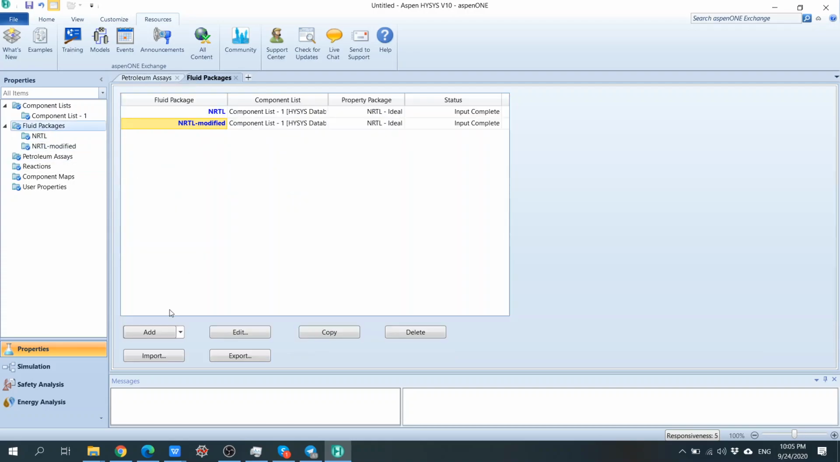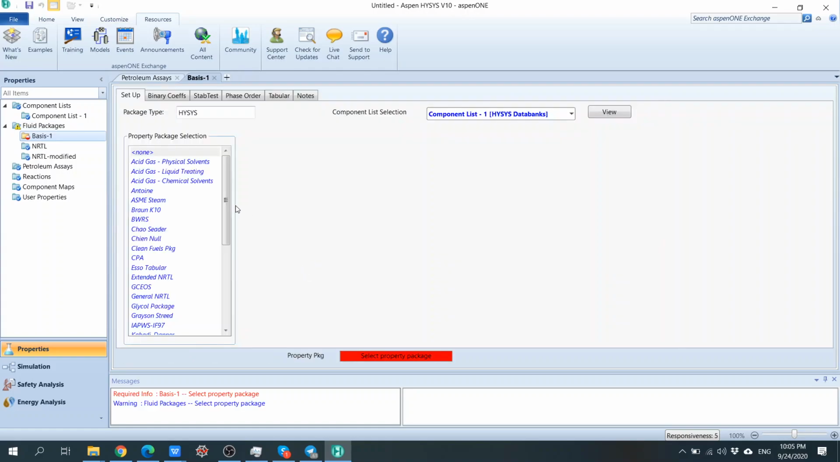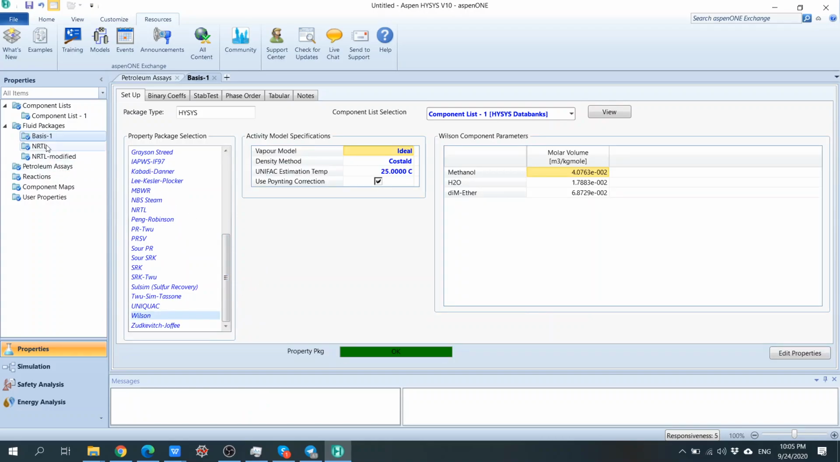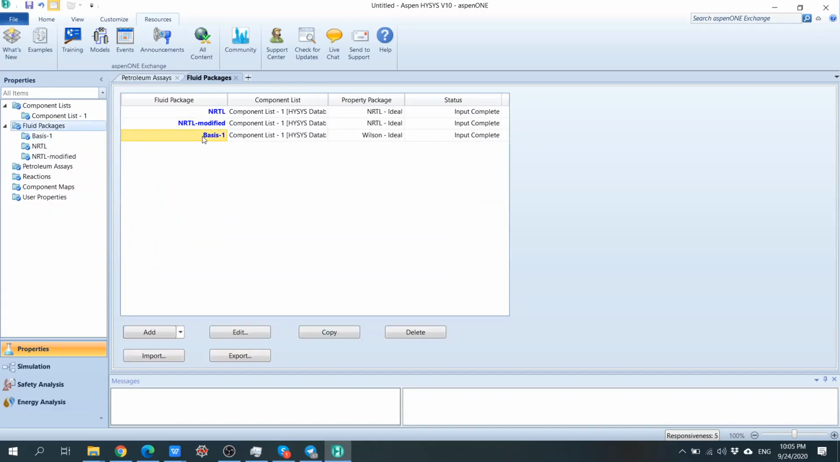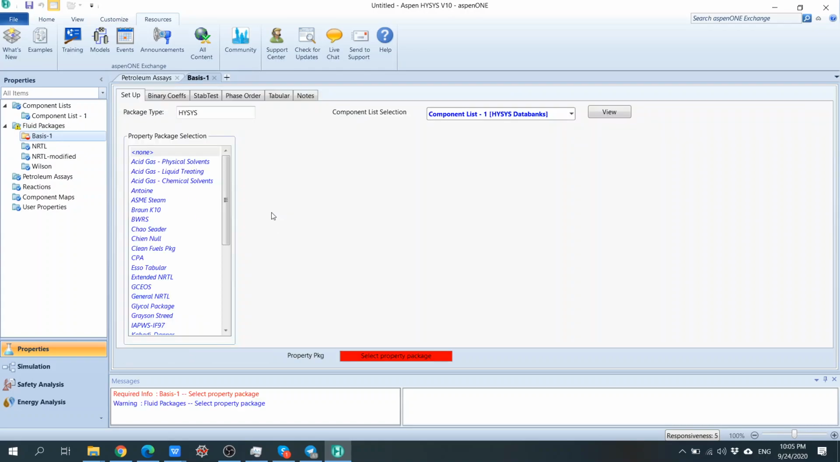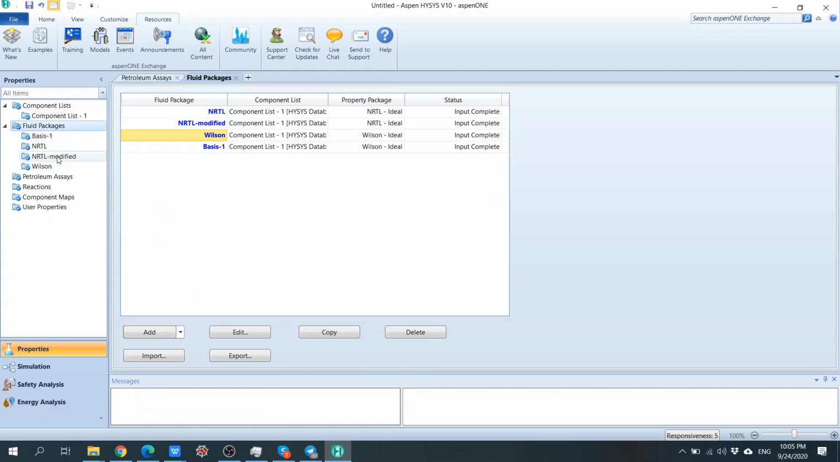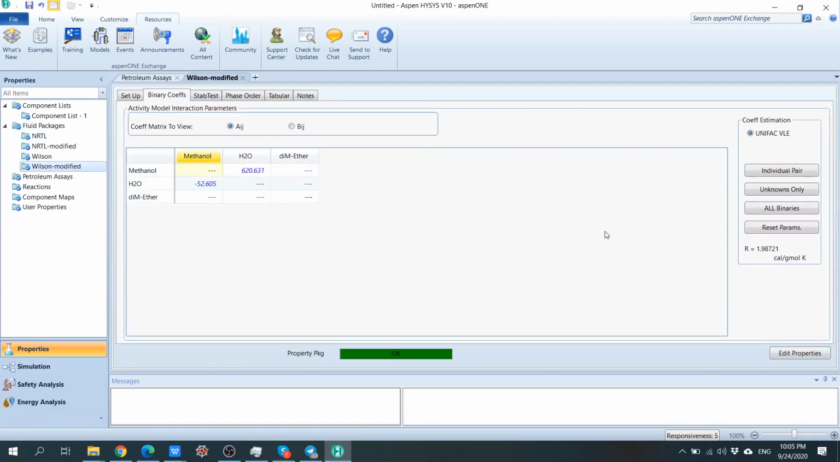And then another one we could also select. What do you want to select? Any volunteer? Wilson maybe, because we'll be talking about Wilson. So I will say this is Wilson. We'll do Wilson, and then we will do another one, Wilson modified as well, so that we can compare it. This is then Wilson modified.